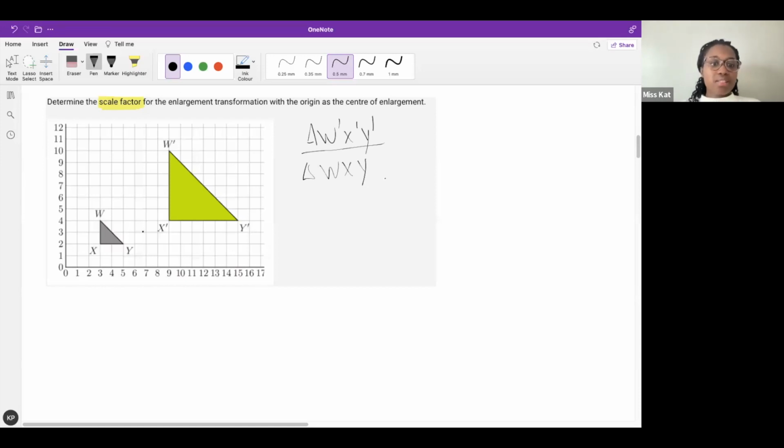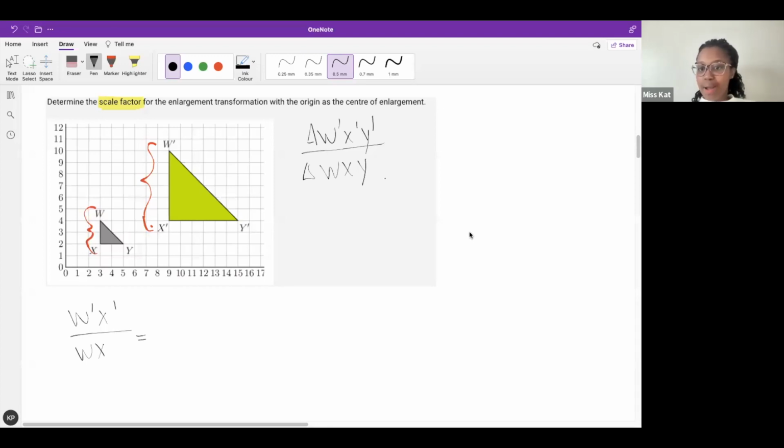Now, for you to find the scale factor, you need to find the scale for all the sides. Let me show you what I mean. You're going to say WX, which side is that? It's this side over here. I'm comparing these two sides. So we're going to say the new WX over the old WX. How many units is the new WX? This one, the lime green one.